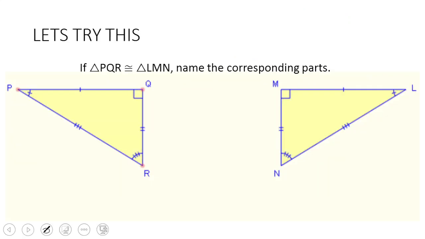Okay? Now let's proceed. Let's try this one. If triangle PQR is congruent to triangle LMN, name the corresponding parts. Okay? As you can see, the triangles are reflected. The first triangle versus the second triangle, they are reflected to each other, or flipped. If the image is flipped, what are the corresponding angles in the two congruent triangles?